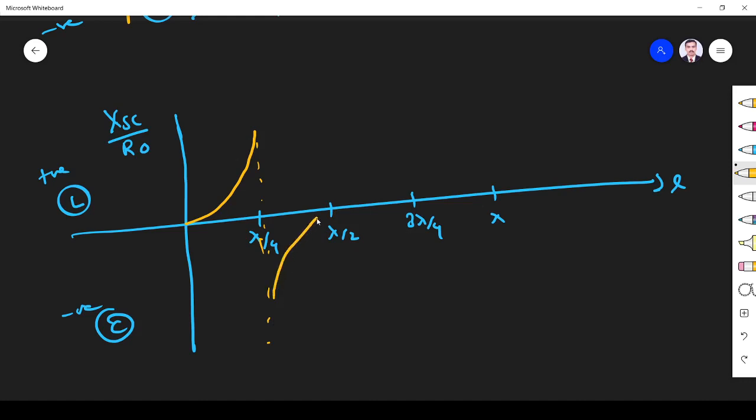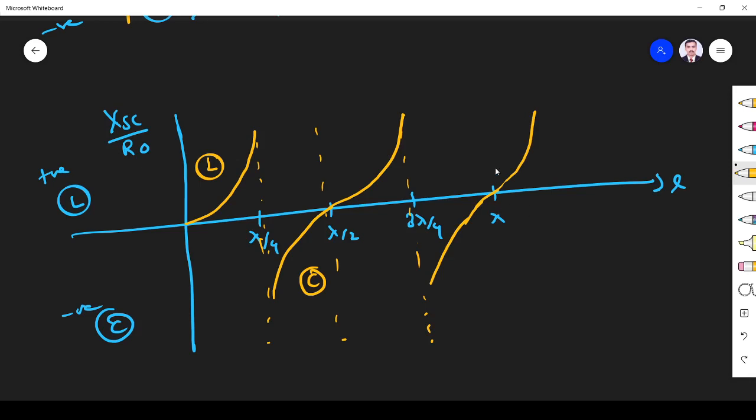Right? It is behaving like a capacitor. So this is L, this is C. Again, after lambda by 2, the process will repeat for the next half cycle. So it will become like this. Fine. So this is what we must write again. It is going like this. So it will go like this. Right. This is the way impedance is distributed along the length of the line.